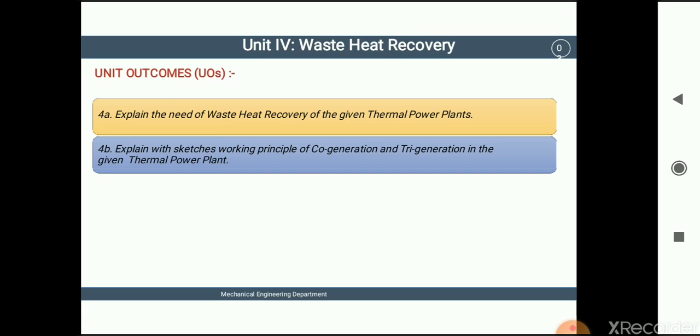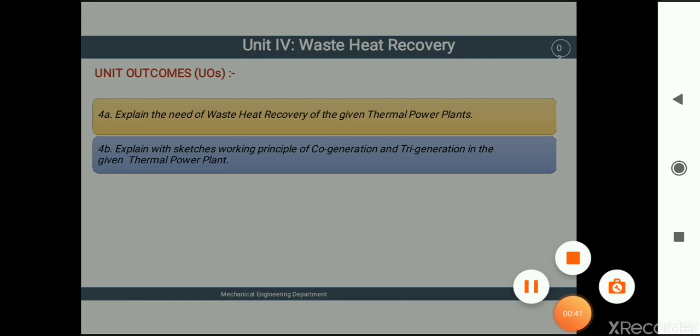First one is to explain the need of waste heat recovery of a given thermal power plant, and second is to explain with sketch the working principle of cogeneration and trigeneration in the given thermal power plant. So all in all we are going to discuss the benefits of cogeneration, trigeneration, and how waste heat recovery will contribute to improve the efficiency of a thermal power plant.